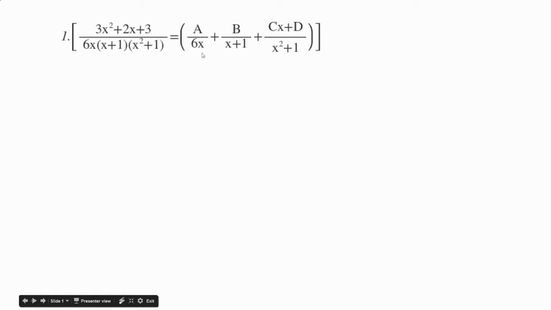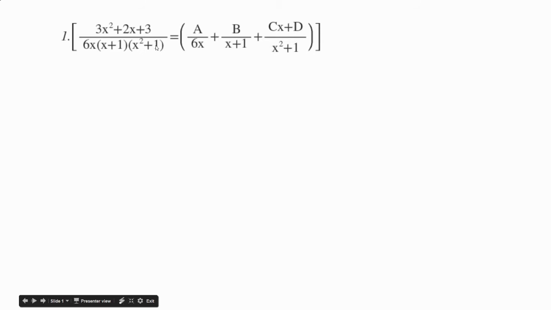The second factor on the bottom is x plus 1, which is also linear, so it's going to be B over x plus 1. And the third factor you have on the bottom here is quadratic. It's x squared plus 1. So that's going to be Cx plus D over x squared plus 1.